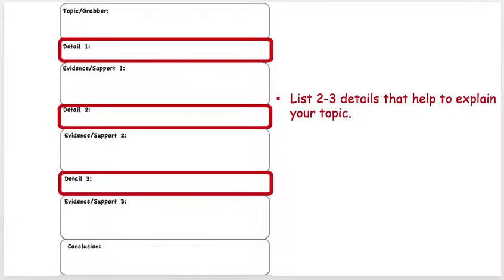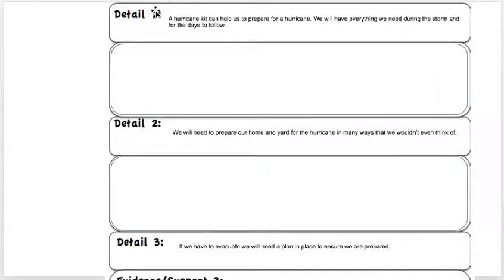The next sections on your organizer that you will want to fill out are the details. You need 3 details to support how do you prepare for a hurricane. I want to find 3 details. And as you can see, I've listed 3 details here.